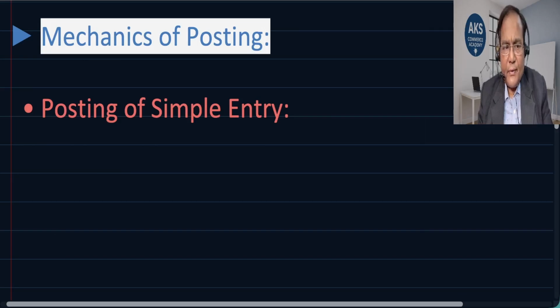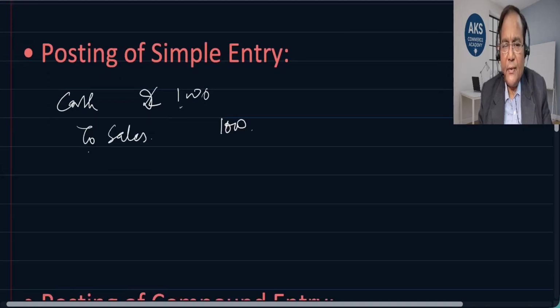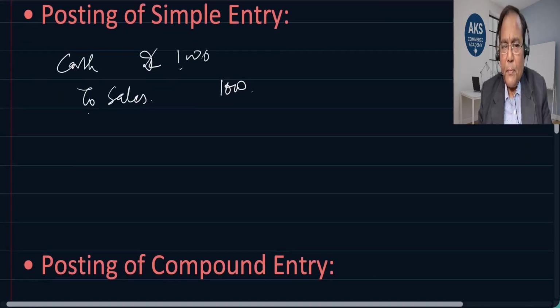For a simple entry, let's say cash debit to sales. This is the entry we pass for sales done. Let's say 1000 rupees of sales has been done. This is the entry, and we need to post it. So how is the posting to be done? We will prepare two accounts: one is the cash account and the second is the sales account. The format would remain the same.